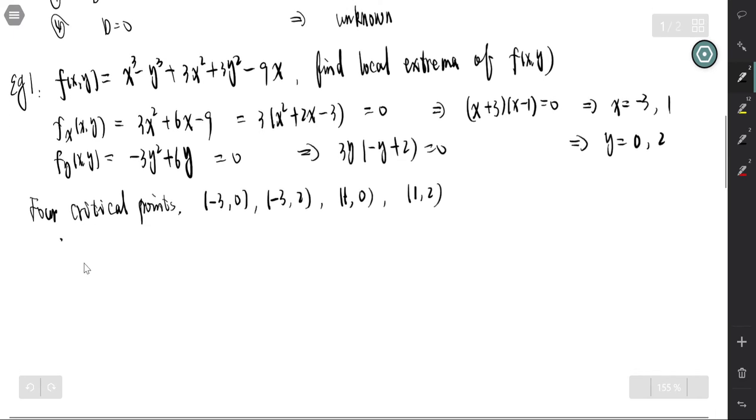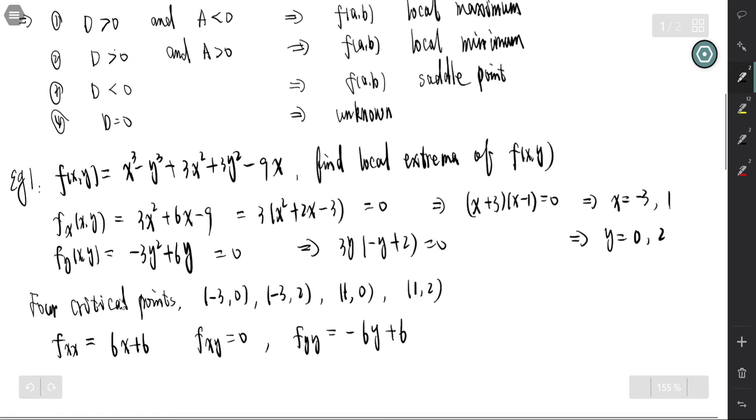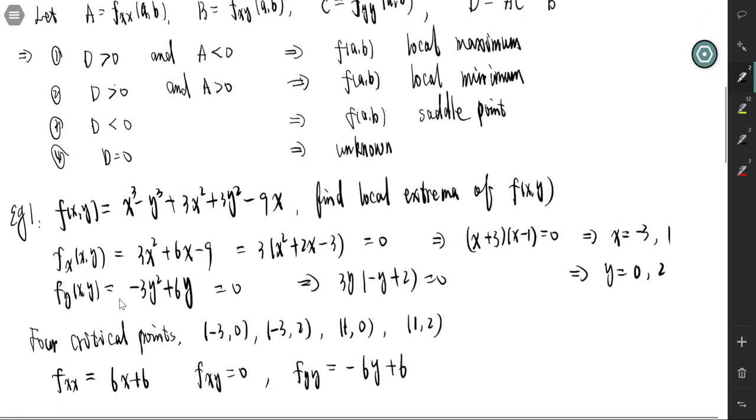Now we take the second derivatives. f_xx equals 6x plus 6, f_xy equals 0, and f_yy equals negative 6y plus 6. That's the second derivative. Now we discuss the D. We evaluate the D at every point.